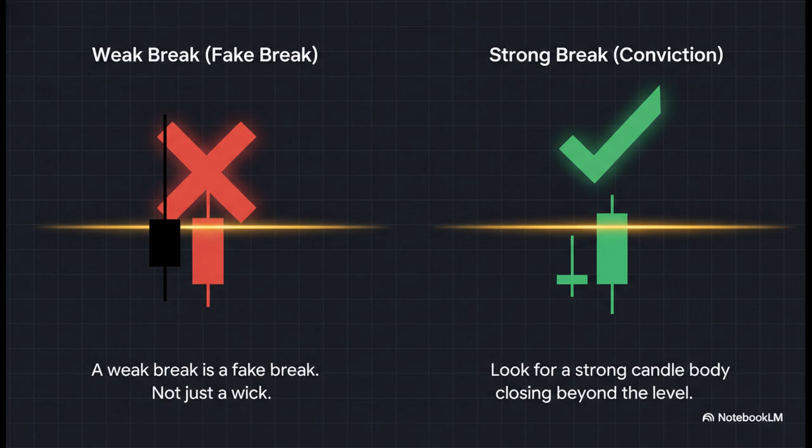Now, this right here is probably the single most important detail of the entire strategy. A weak break is a fake break. We need to see conviction. A little wick poking through the level doesn't count. That's a classic fake out. We need to see a strong, healthy candle body closing decisively on the other side of that line. A tiny little candle is a huge red flag that the move has no real power behind it.